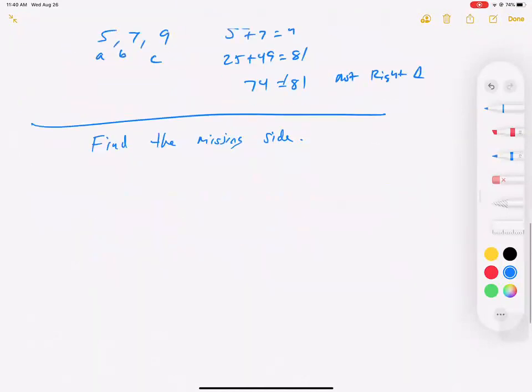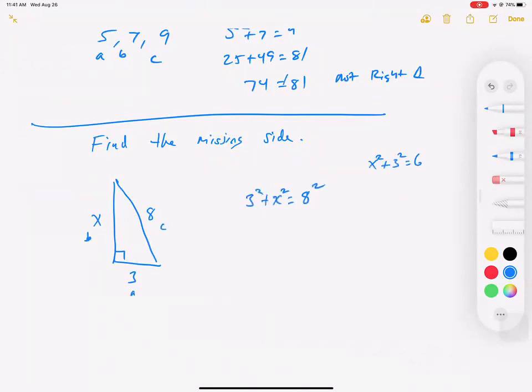Okay, so we're given 2 sides of a triangle. Call this 3, call that x, a right triangle, and we'll call this 8. Since it is a right triangle, we can use the Pythagorean Theorem. So we'll call it A, B, and C. So 3 squared plus x squared is equal to 8 squared. You could write x squared plus 3 squared is equal to 8 squared. You could do that. That is not a problem. The order doesn't matter for the legs.